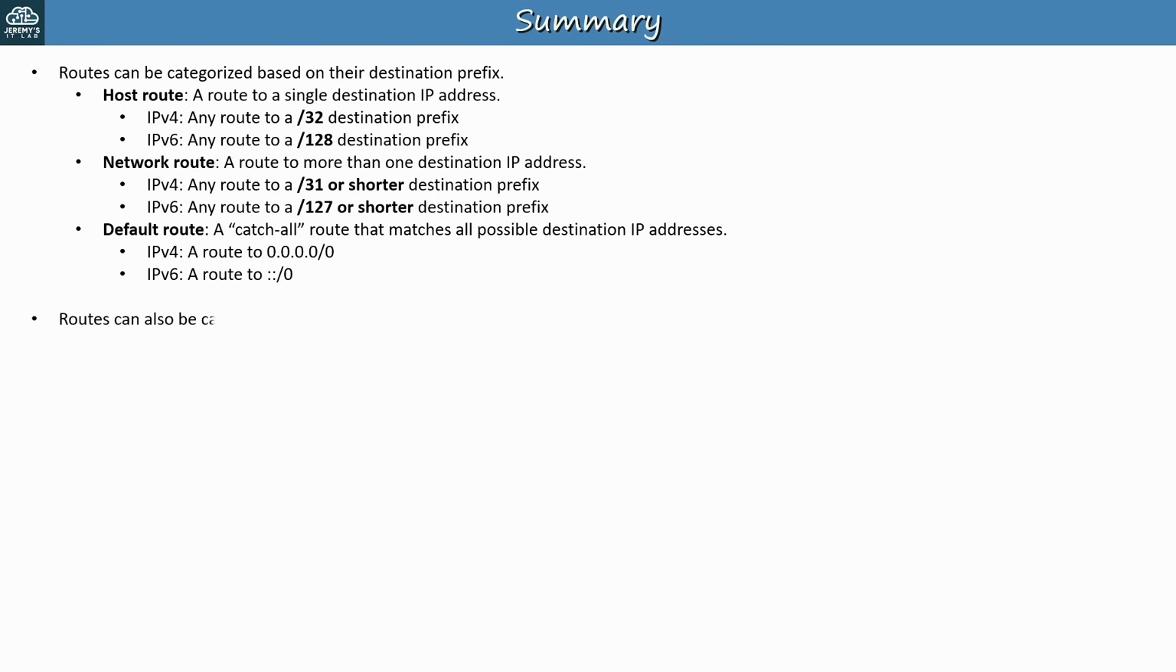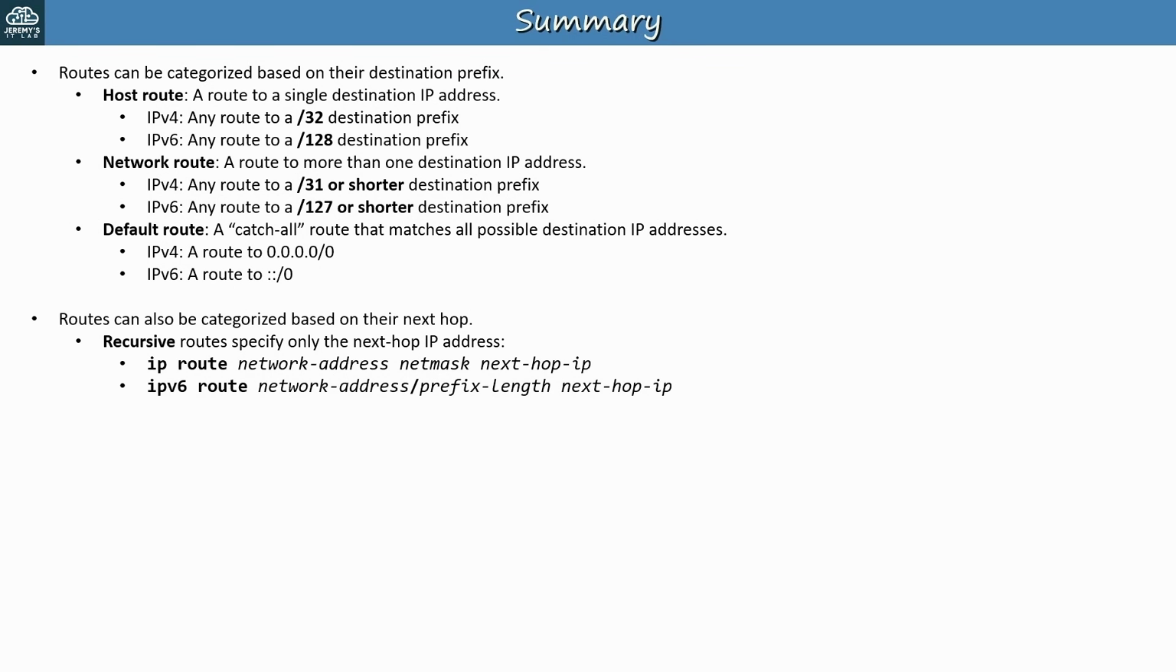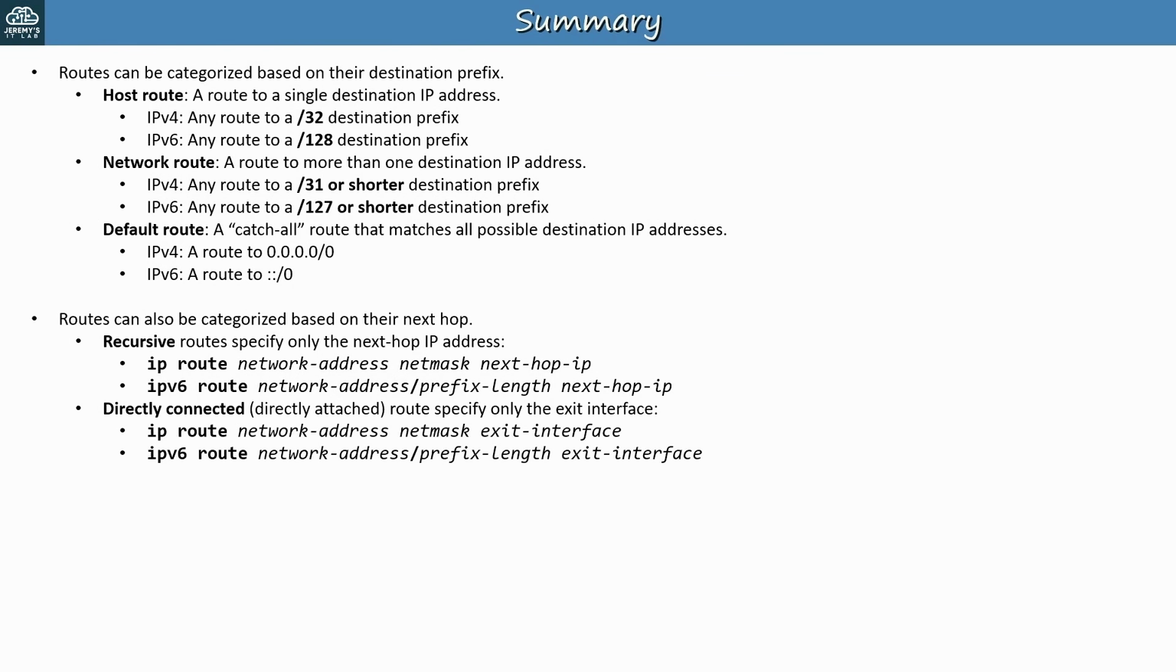You can also categorize routes based on their next hop. Recursive routes specify only the next hop IP address. Here's how to configure them in IPv4 and IPv6. The second type is directly connected routes, also called directly attached routes, which specify only the exit interface.